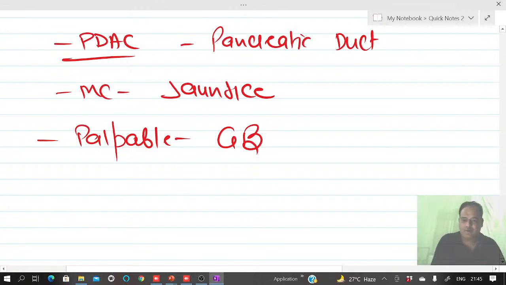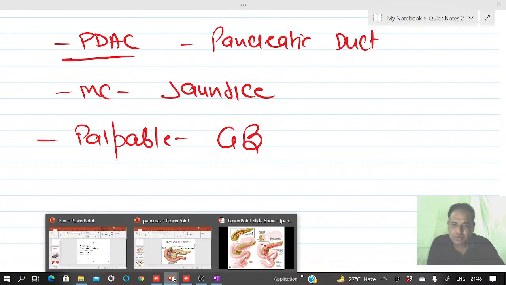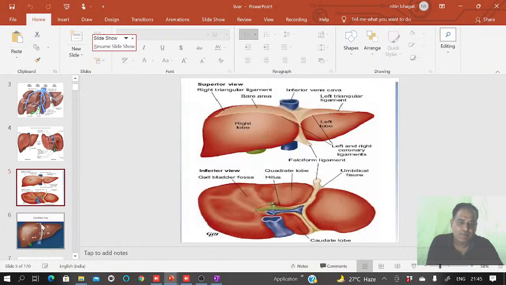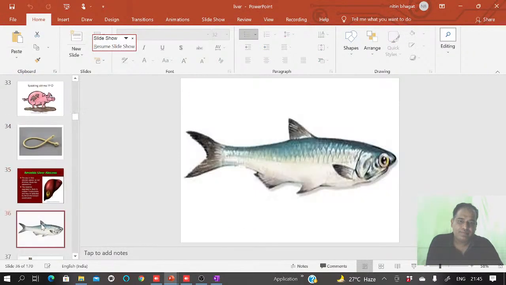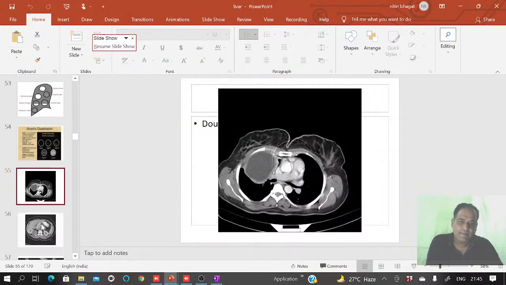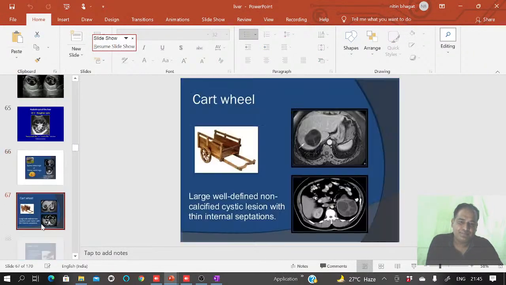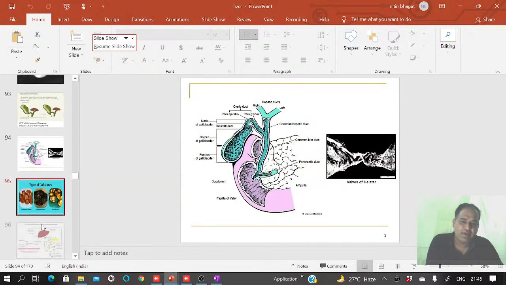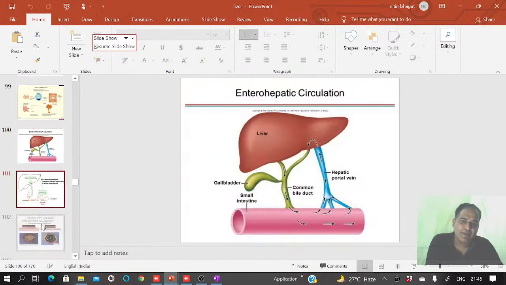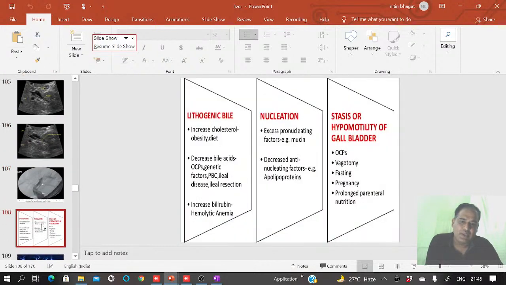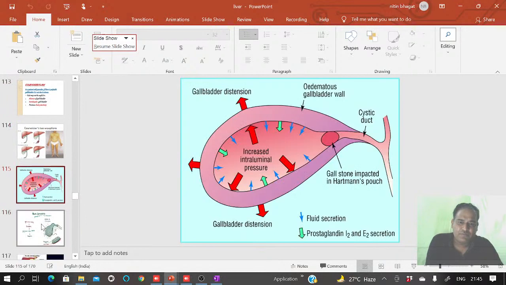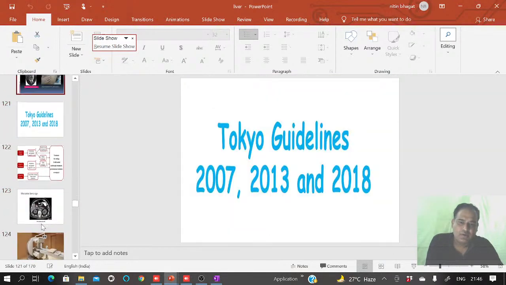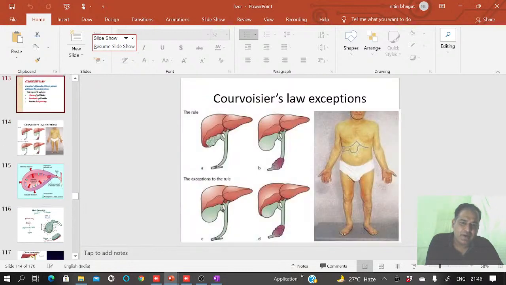Palpable gallbladder. I wanted to show you this. It is very well there. Yes, we can still show you. Just give me a minute. Daily, I keep on adding some of the stuff to my PPT so that they tend to get bigger and bigger. For example, this PPT of liver and gallbladder has got 170 slides. I try to cut them short. Just give me a minute.